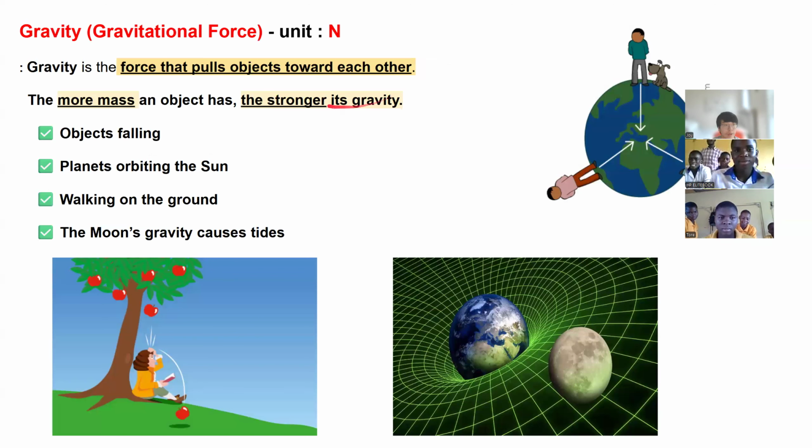Here, gravity, or gravitational force, is the force that pulls objects towards each other. And the more mass an object has, the stronger its gravity. So objects falling is an example. Planets orbiting the sun is another example. Walking on the ground, you're able to walk on the ground because of gravity. And the moon's gravity causes tides.